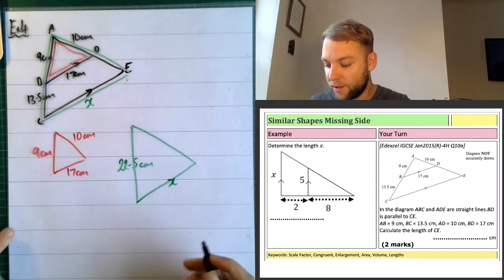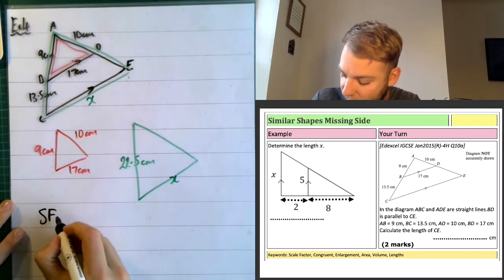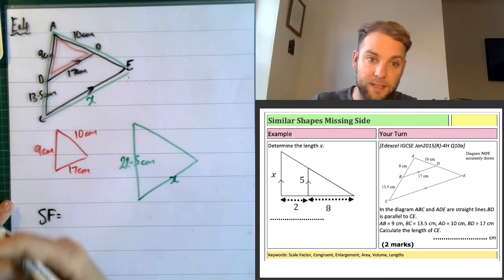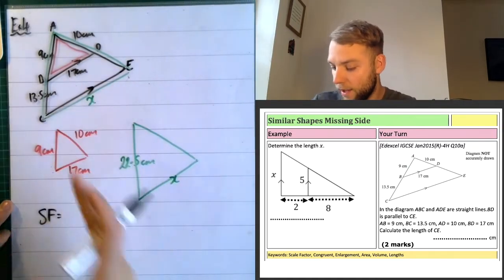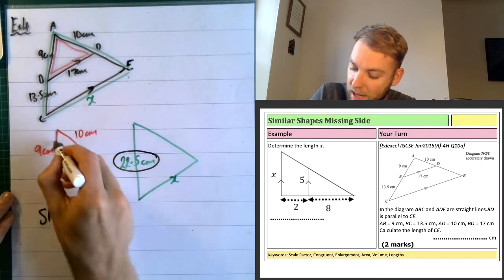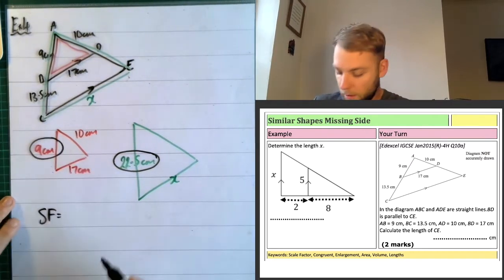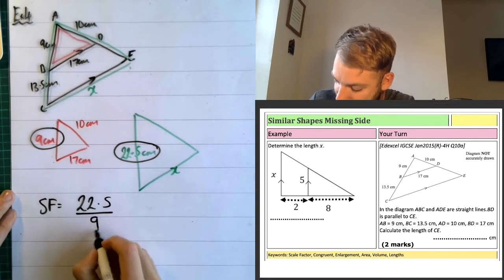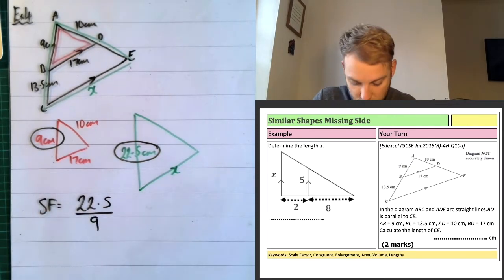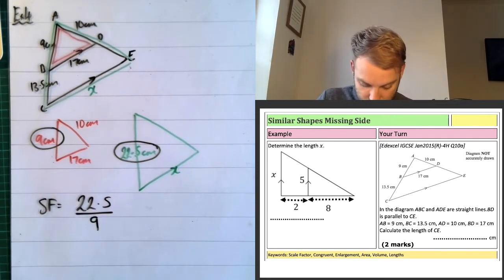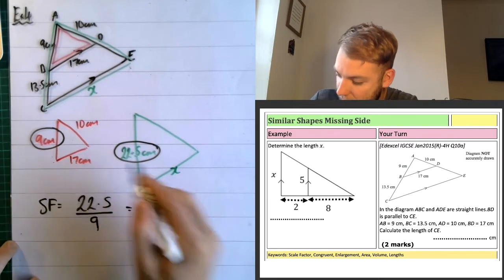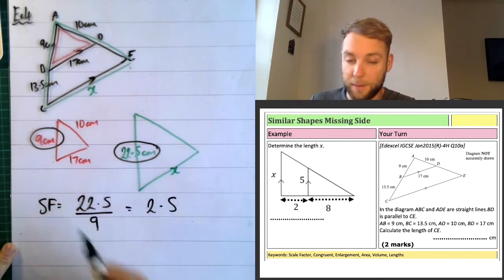So I just really need to find out my scale factor first. My scale factor is my larger similar length divided by my smaller similar length. So which lengths do I know here? Well, it's only the left-hand side I know the both of. So it's 22.5 divided by 9. Okay, brilliant. So 22.5 divided by 9, which is equal to 2.5. So this one here, we know is 2.5 times bigger.